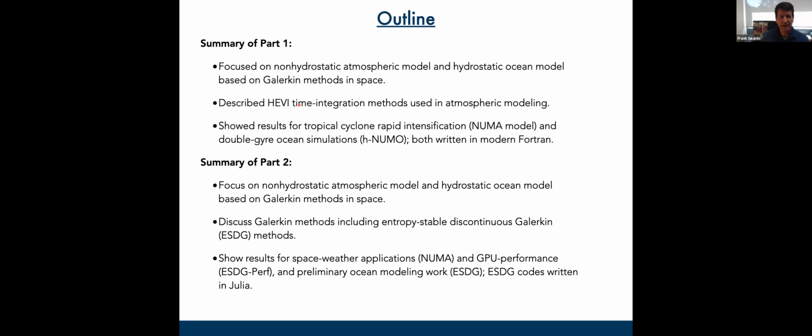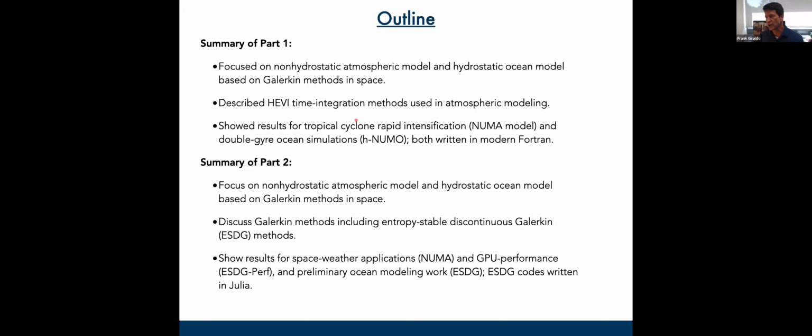But I really spent most of my time on talking about the horizontally explicit, vertically implicit time integration methods. We had just published a paper on that work. And then we showed results for tropical cyclone rapid intensification using the NUMA model. And then I showed some results of one of our collaborators, who's now at Florida State University. That was his PhD work, Yao Gahanzu, on this H-NUMA.